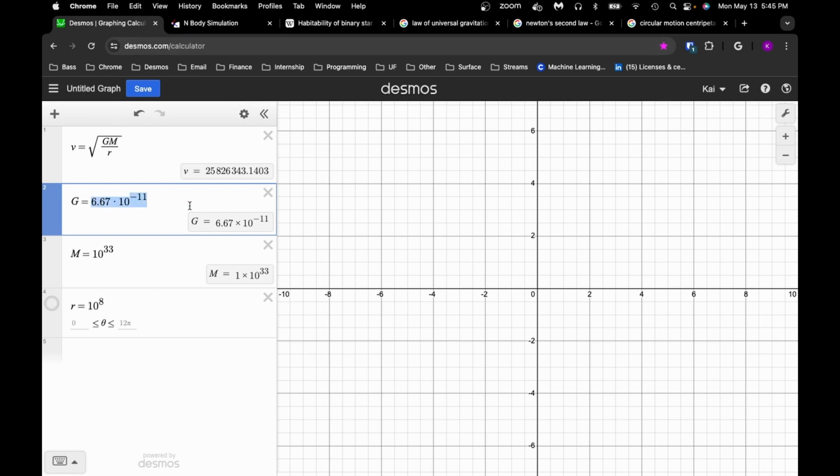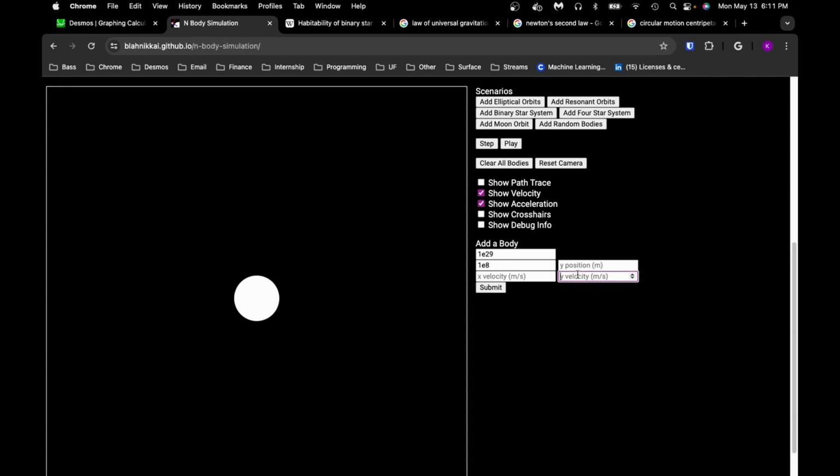So G is just the gravitational constant, 6.67 times 10 to the negative 11, which is the real value and also what I'm using in the simulation. The mass we've already set for our star is 10 to the 33, and the radius is 10 to the 8. And so that calculation gives us this value, which we can just copy paste for the velocity. So we'll copy paste that in and add it and play it. And that looks pretty circular.